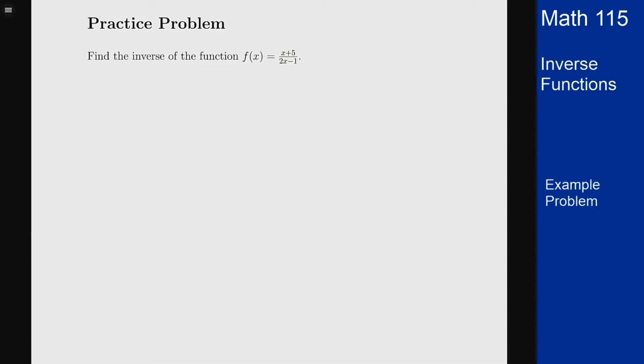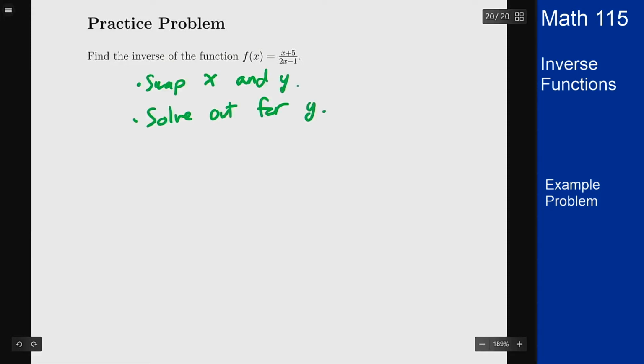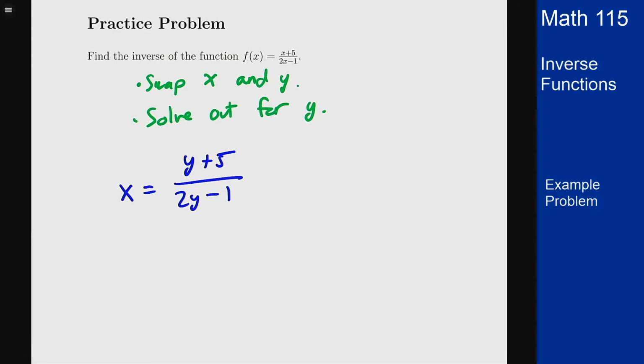In this example, we want to find the inverse of the function f of x equals (x plus 5) over (2x minus 1). So we do this via our normal technique. We want to swap x and y, and then solve for y to get the inverse function. When we do this, we get x equals (y plus 5) over (2y minus 1), just swapping x and y. And now to solve, we're going to cross multiply and then isolate the y.